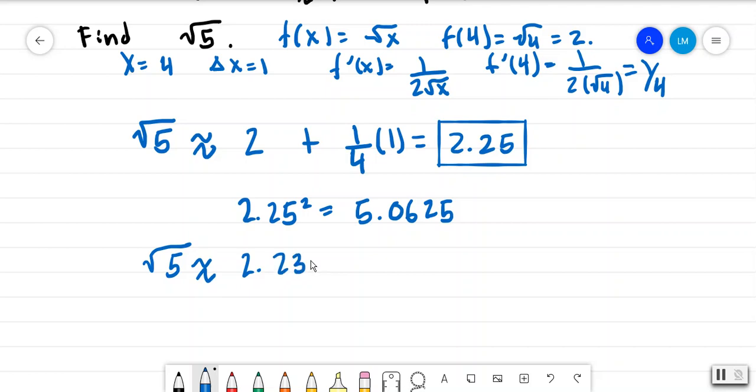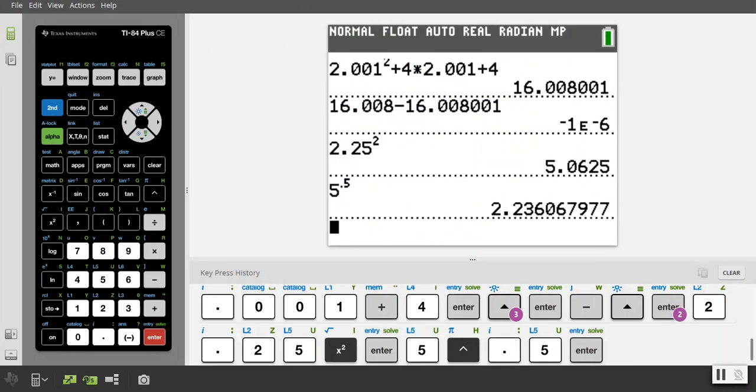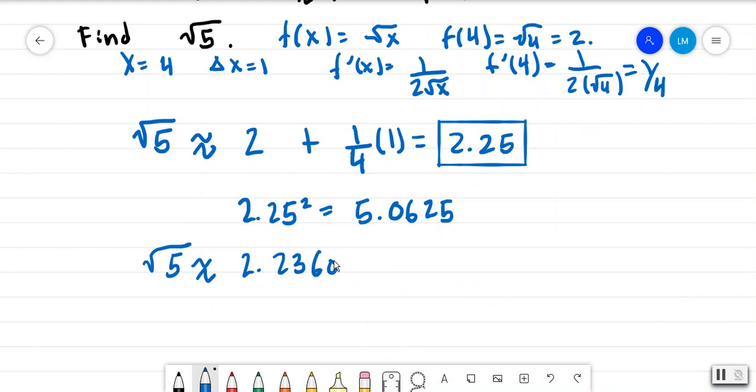So 2.23, let me see, 606, and it kind of just keeps going. Okay, so this is our actual value, but if we were to round to the nearest 1/100th, then it wouldn't be off by very much. Now, in any case, we can actually refine this if we wanted to, because now we have a better estimate, the 2.25. So if you want to use 2.25 as a better estimate, you probably can, but it's a little tricky.